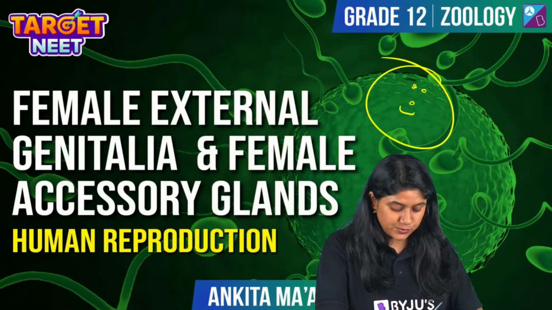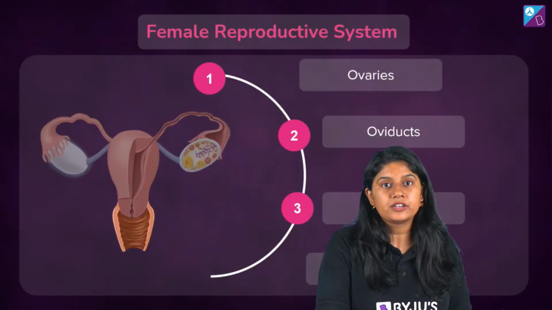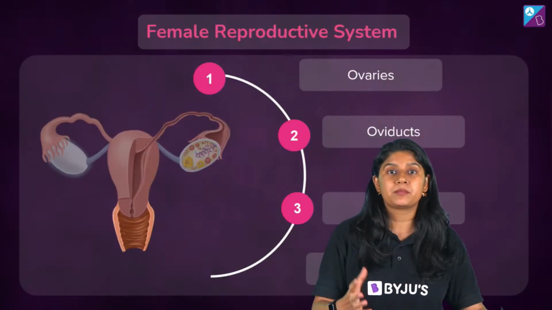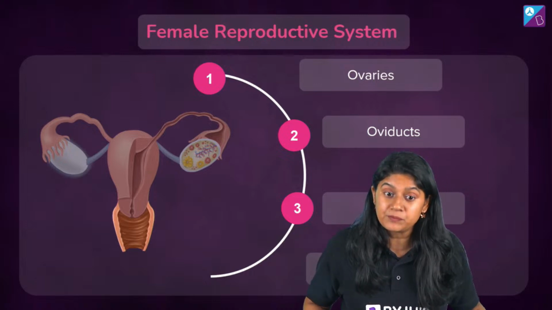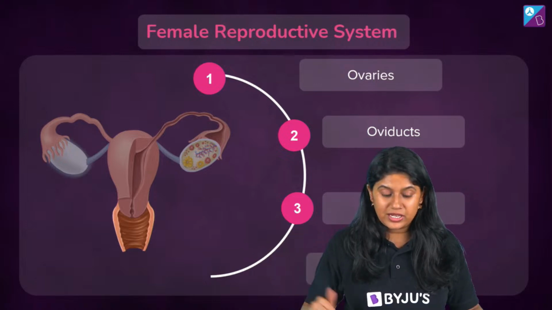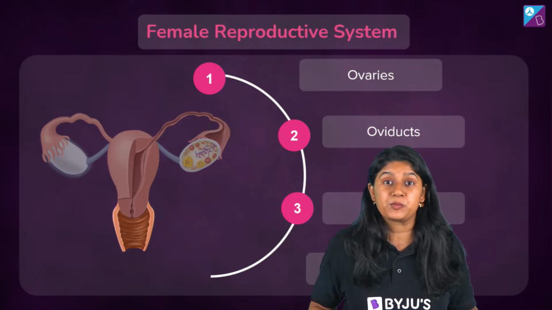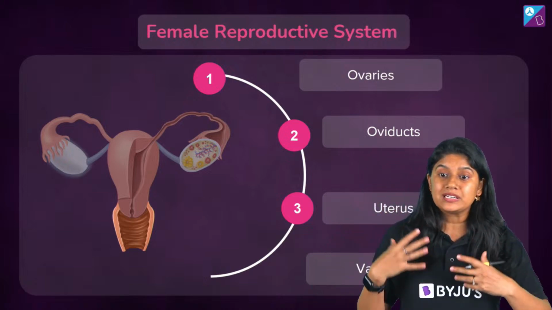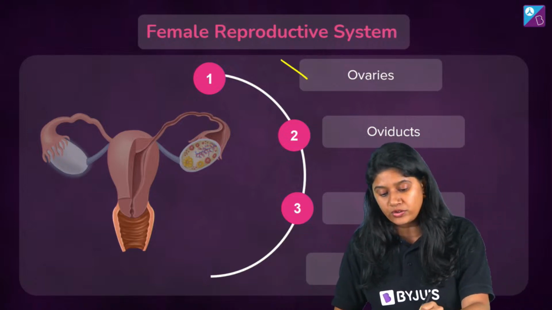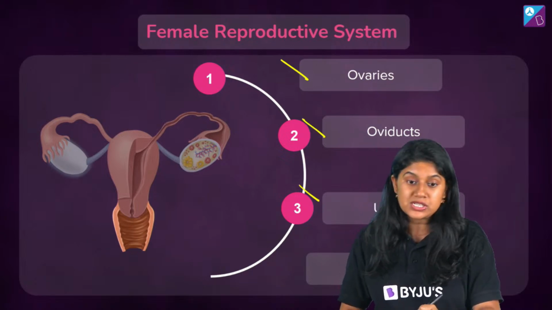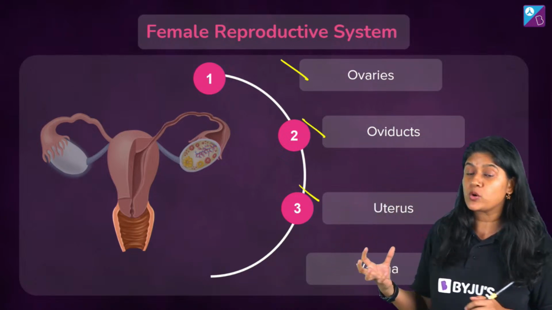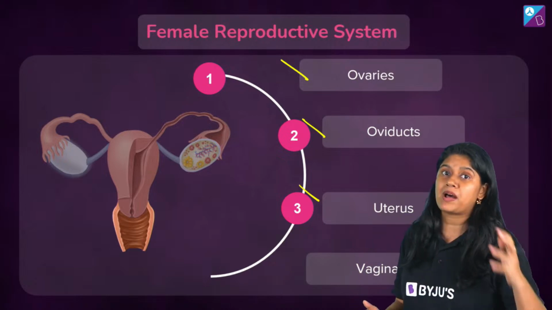So in the previous class for this particular chapter, human reproduction, you have already studied the male reproductive system. And in the last class, you all studied the female reproductive system. You went into the details and studied the ovaries, oviduct and the uterus. In today's class, we will be focusing on the vagina and the other important parts that we have.